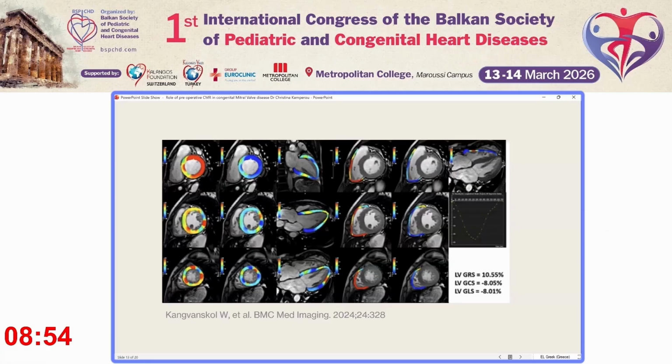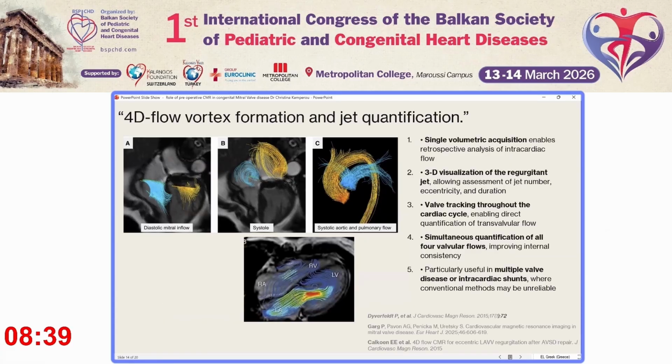In this way, multimodality CMR assessment helps ensure that surgery results not only in an anatomical correction of the valve, but in true physiological recovery of ventricular function. Four-dimensional flow CMR is an emerging technique that provides a time-resolved three-dimensional map of blood flow throughout the cardiac cycle from a single volumetric acquisition.